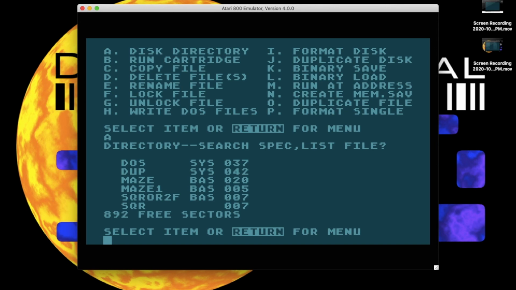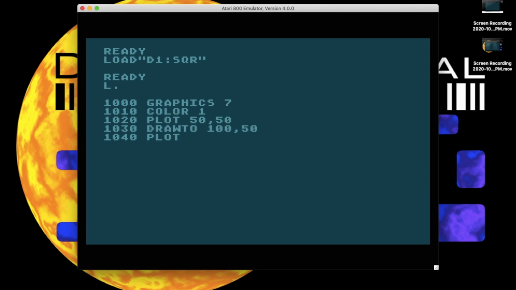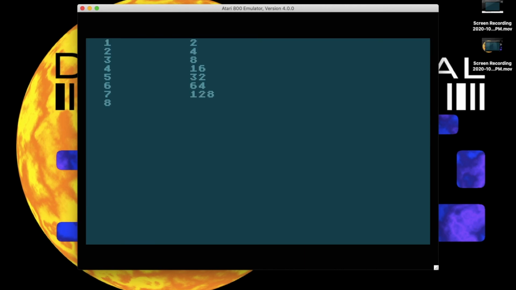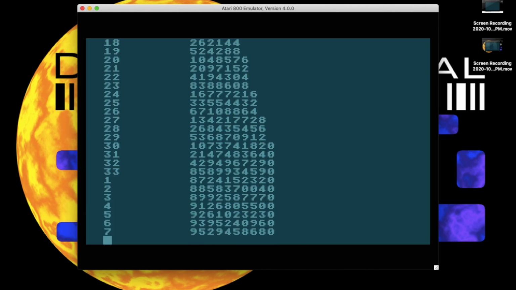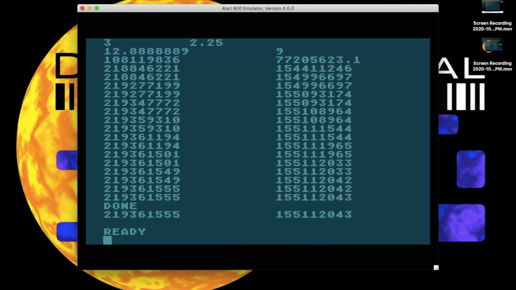Let's go to BASIC and load. It's just B1:SQR. No extension. Looks like it's there. Let's run it, make sure. Yep. Looks like it works. So L period.